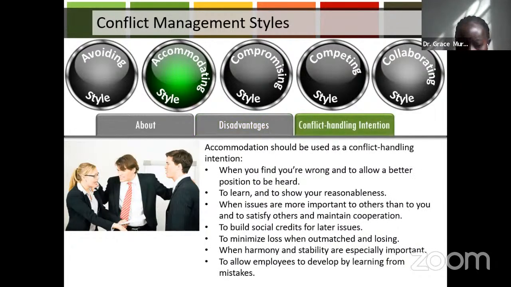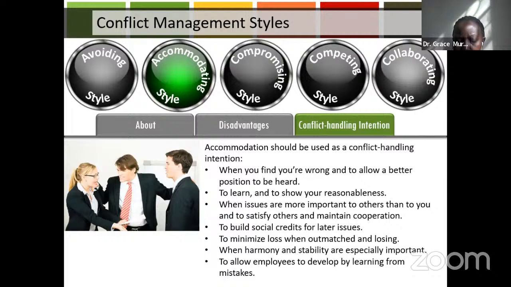But when do we use it? When you find you're wrong, you need to allow a better position to be had. Sometimes you might feel, looking into this matter, maybe your way of thinking wasn't really correct, or you're not very clear on what your view was. So you could accommodate the other person's view, even as you take time to put yourself into the right mind to see which is the best way to look at this issue. That's to learn and to show your reasonableness.